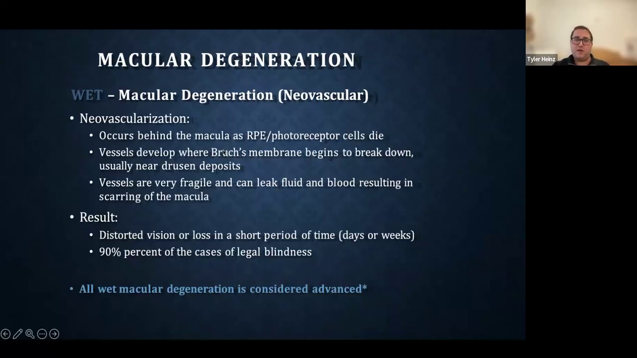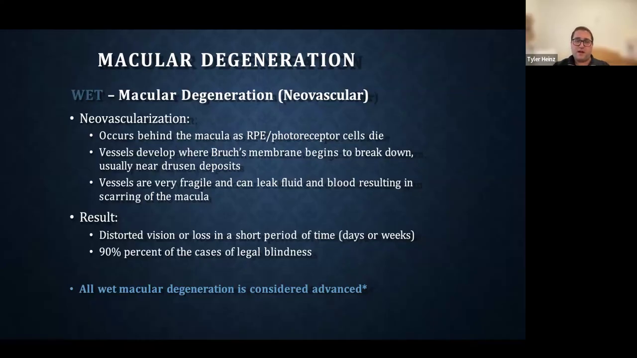It occurs behind the macula as the RPE and photoreceptor cells die. Remember that RPE clumping, the drusen causes all of that and the death of those cells. So as they continue to die, you're going to start to have neovascularization in that area to try and alleviate the symptoms of not moving that waste. The vessels develop where the Bruch's membrane begins to break down, usually near the drusen deposits. The vessels are very fragile and they start to leak blood, resulting in scarring.